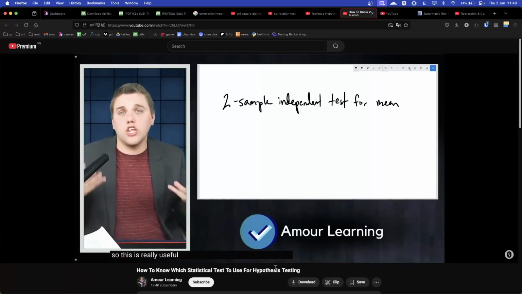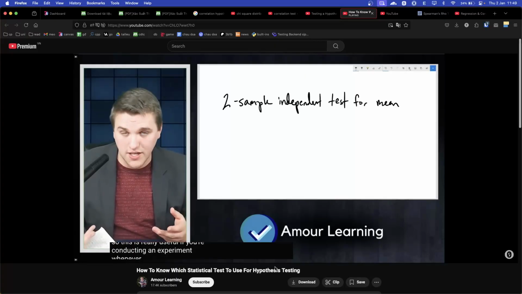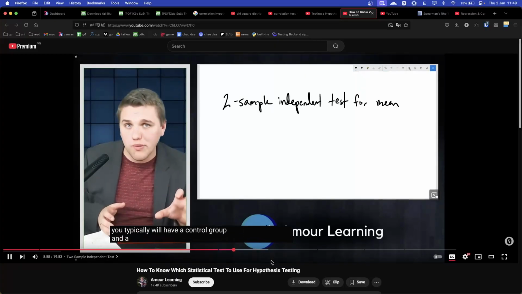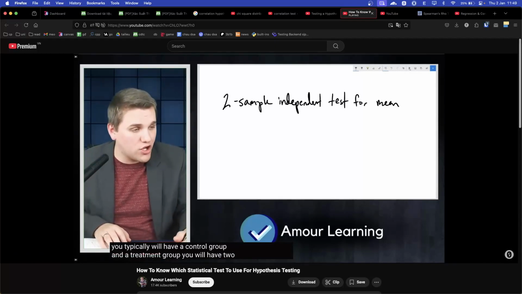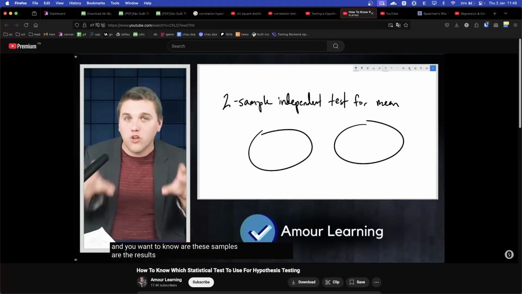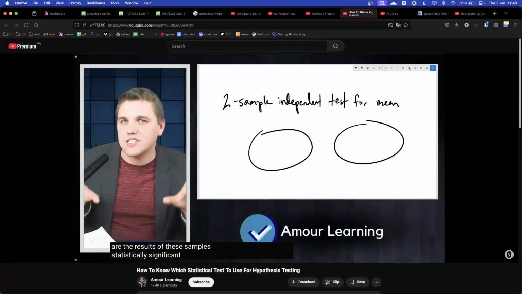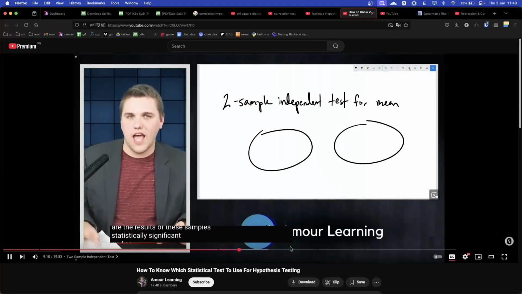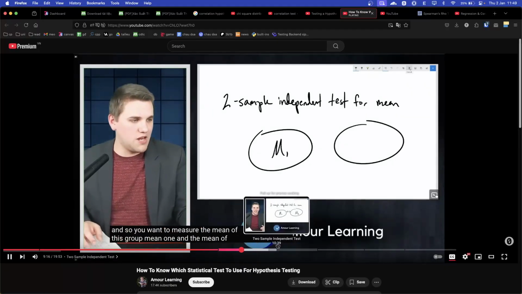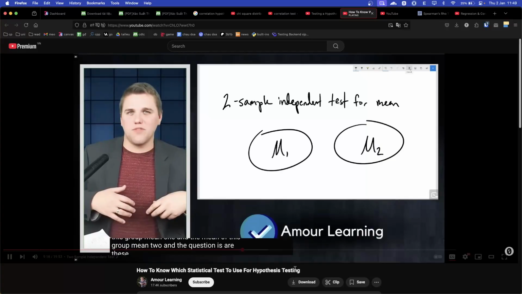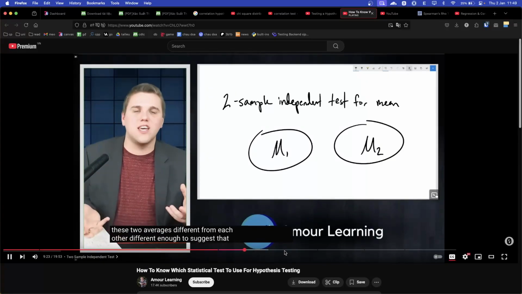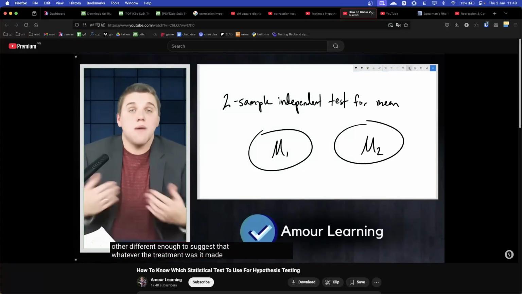So this is really useful if you're conducting an experiment. Whenever you're conducting an experiment, you typically will have a control group and a treatment group. You will have 2 samples. And you want to know, are the results of these samples statistically significant? And so you want to measure the mean of this group, mean 1, and the mean of this group, mean 2. And the question is, are these 2 averages different from each other? Different enough to suggest that whatever the treatment was, it made a difference.